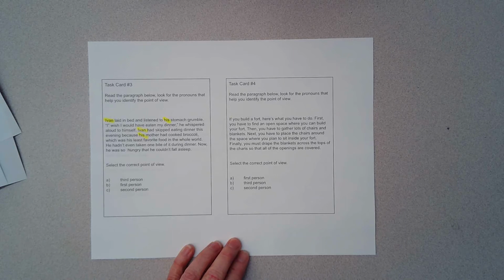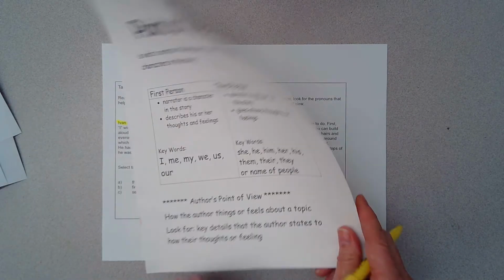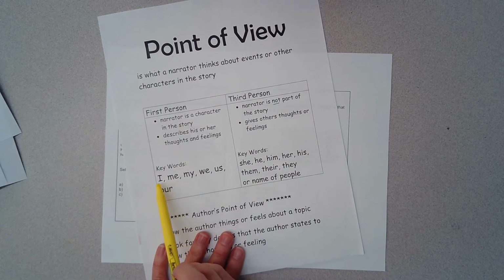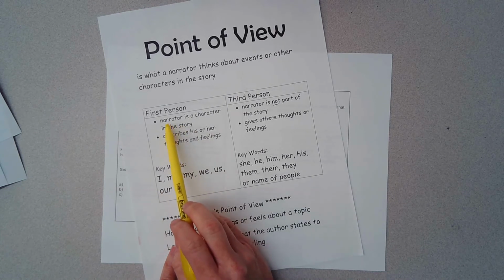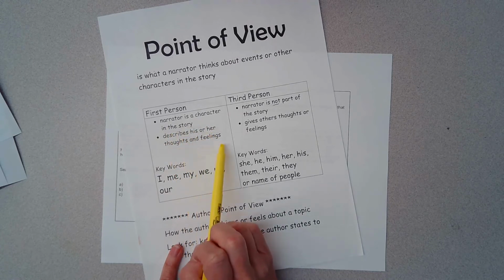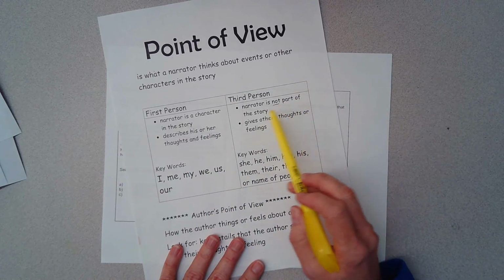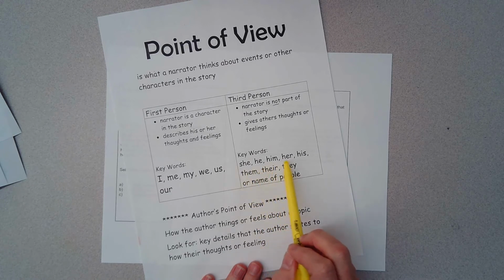Perfect. So you're also saying, Miss Mays, I do see some first person pronouns. But again, we have to think. For it to be first person, it has to have keywords or pronouns that are first person pronouns. So first person: I, me, my, we, us, our, right? But the narrator is a character in the story describing his or her own thoughts and feelings. If it's third person, the narrator is not part of the story. So they're outside of the story looking in, and they are giving others' thoughts or feelings. Keywords are she, he, him, her, his, them, their, they, and names of people.